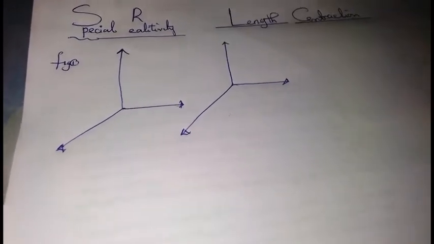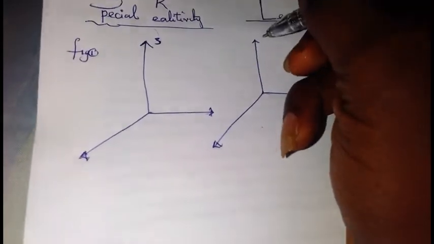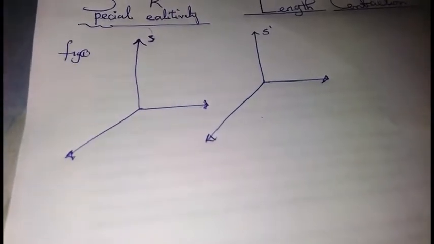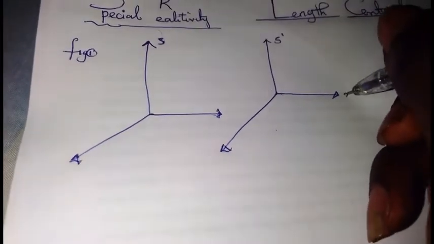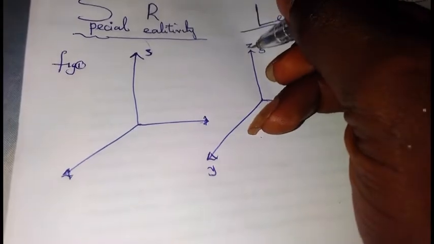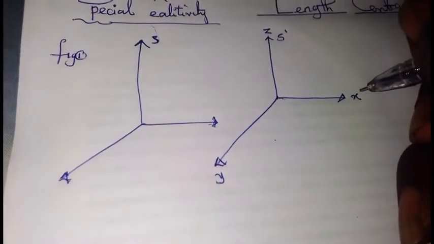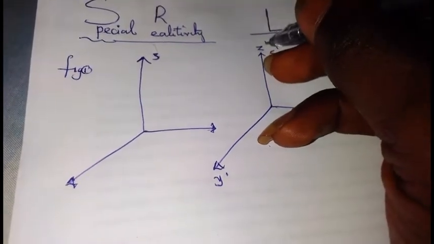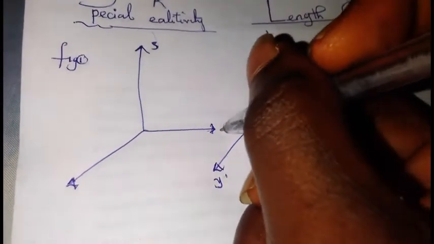So the frame of reference, for example, I will label this as my x. Here is my s prime. So I have here x, y, and here is z. I'll put a prime on it. Likewise, I'm having x prime, y prime, and z prime.